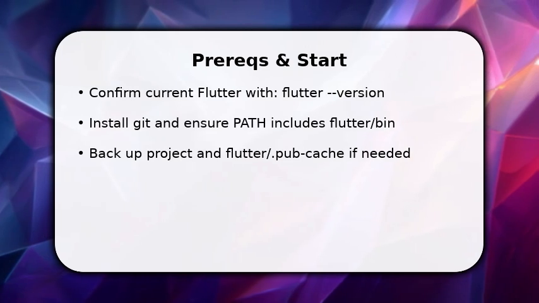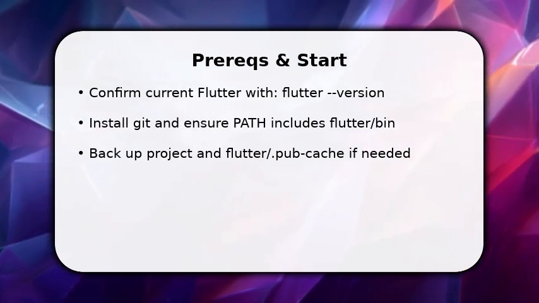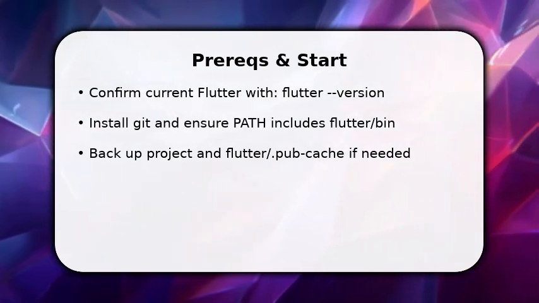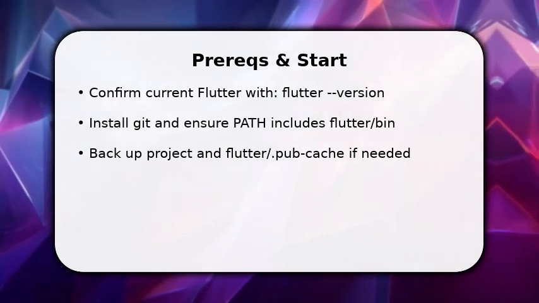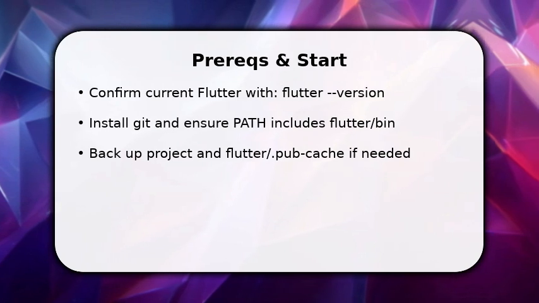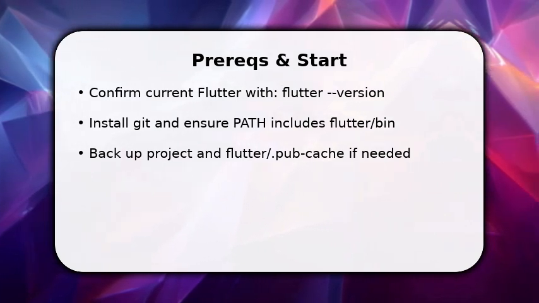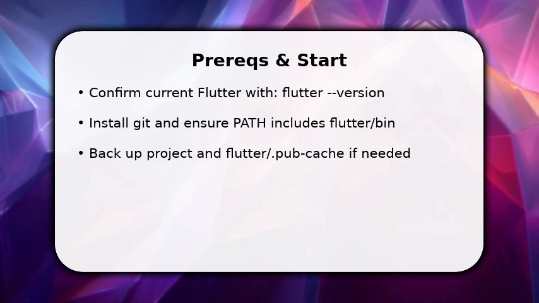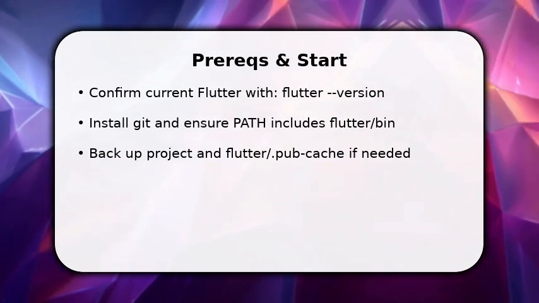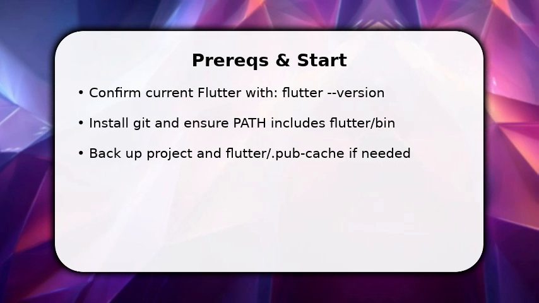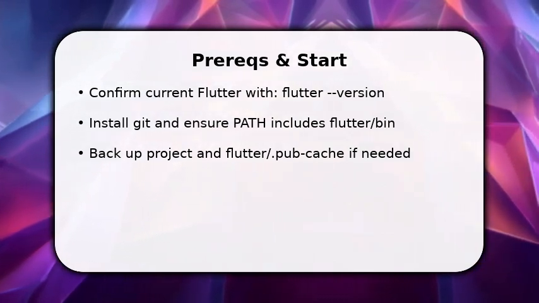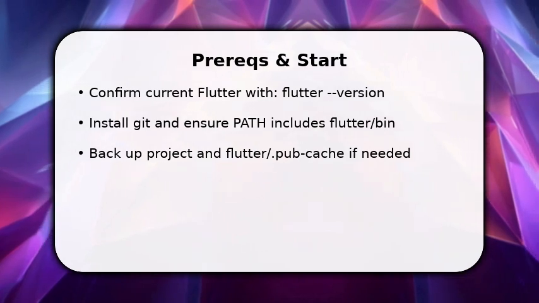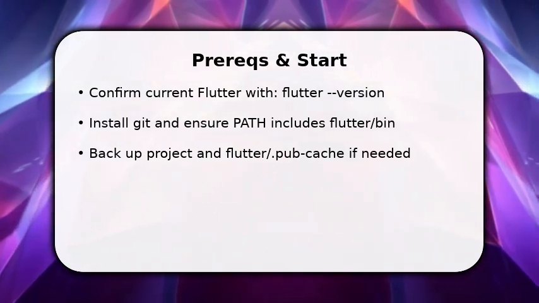You begin by verifying prerequisites and kicking off the version change. Run flutter --version to know where you are, and make sure Git and flutter/bin are on PATH. These enable channel and tag switching. Clone or back up your existing SDK or the project's pub cache, because downgrades can break packages. Once done, decide whether you need stable, beta, or a specific tag. That choice governs the commands you'll run next and why you pick a channel versus a commit.